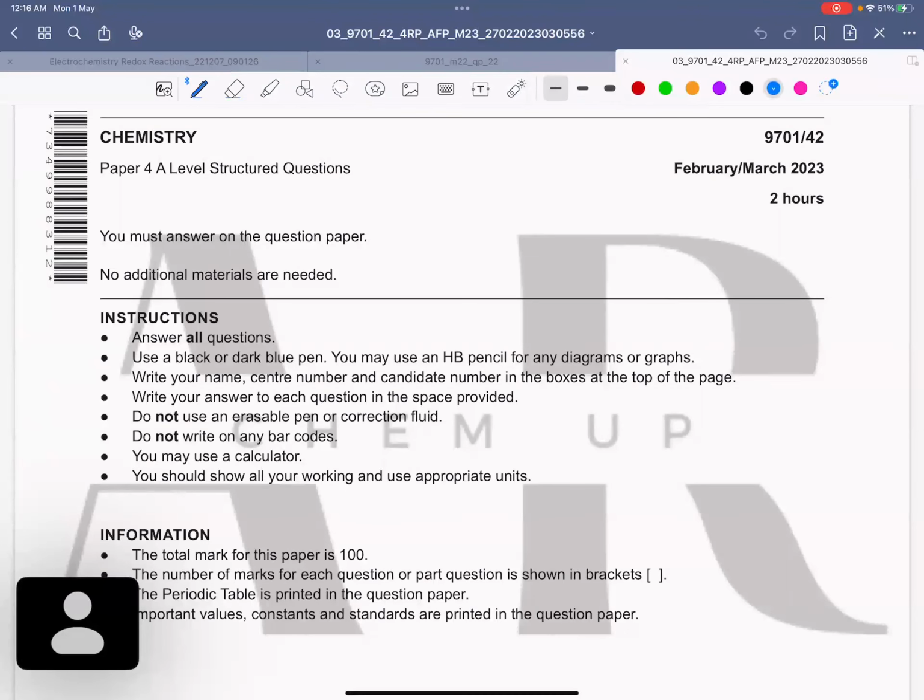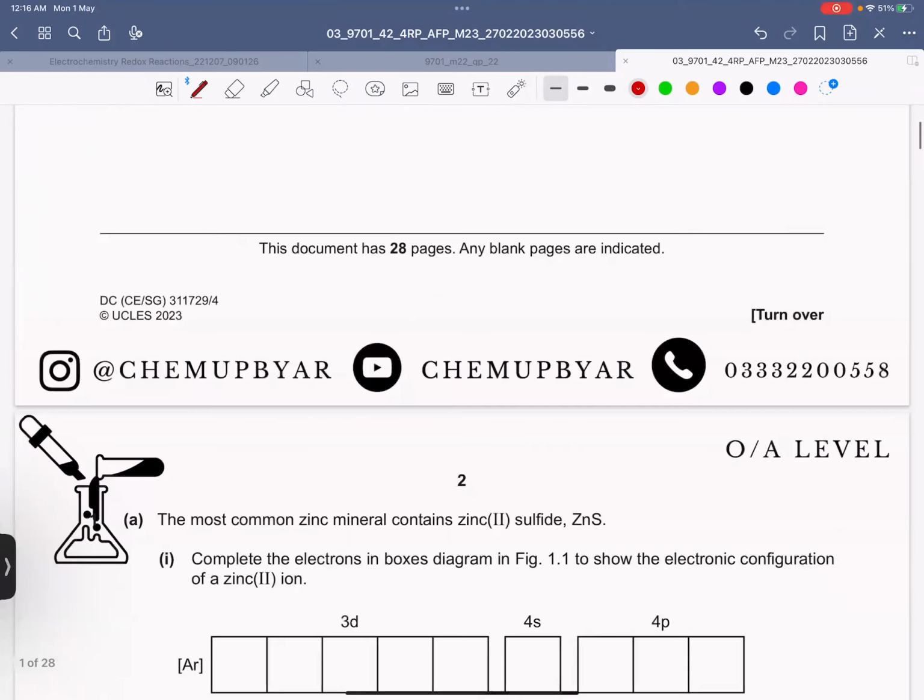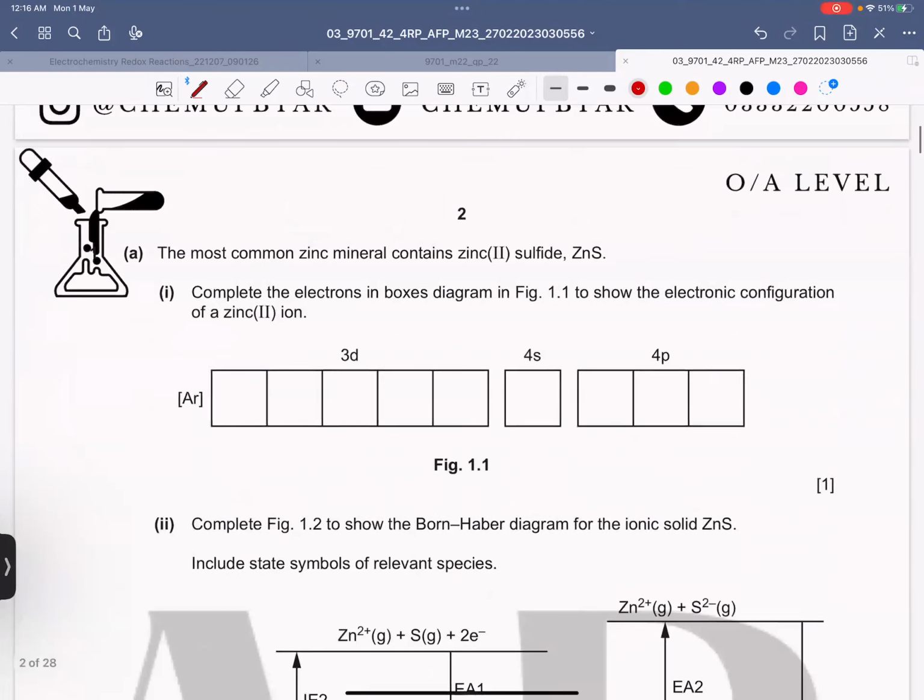So today we are going to start with the February-March 2023 paper 4-2. Okay. Let's start with question number 1.